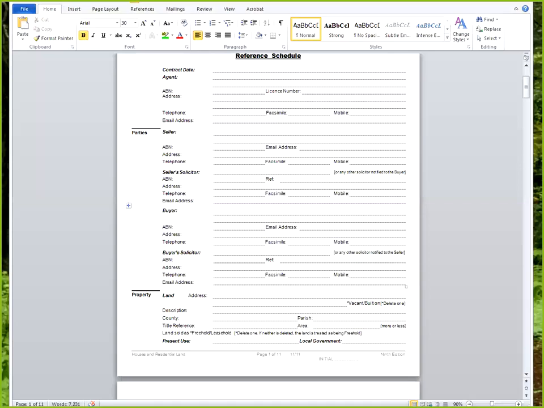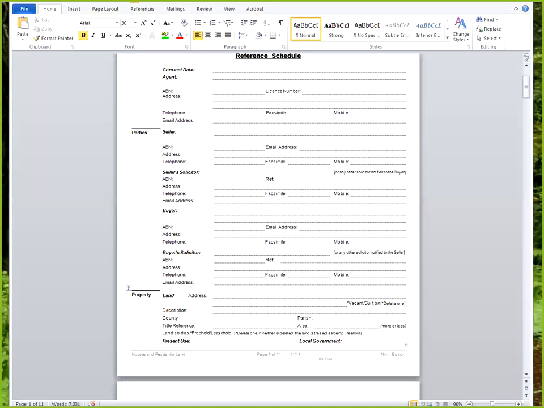The title reference is a number, and that title reference is a reference to the old-fashioned folio and volume reference as it used to be. The area is described as more or less, but be careful, because there are some entitlements in the contract to seek compensation if the area is substantially different to the area nominated in the contract.